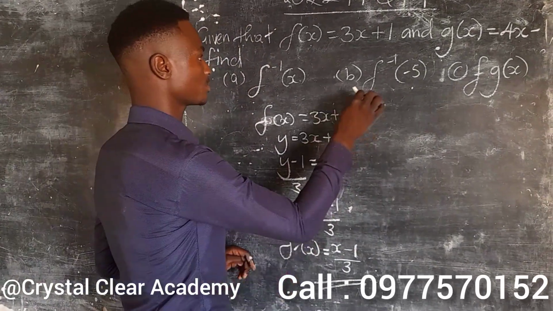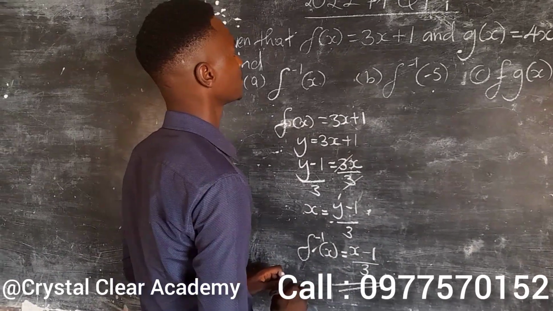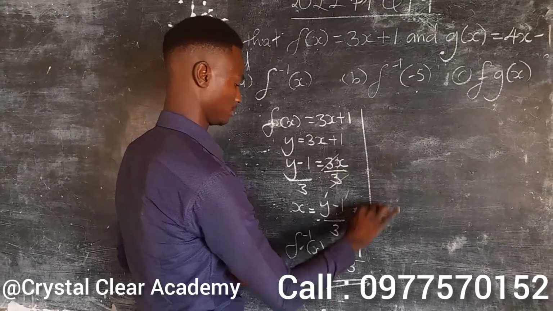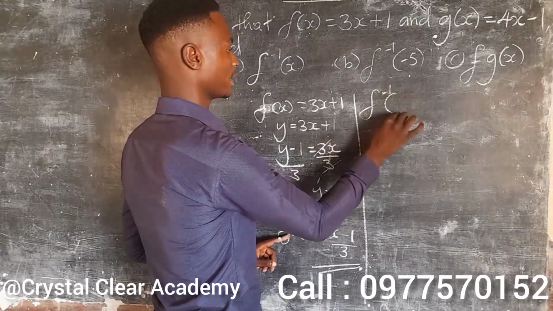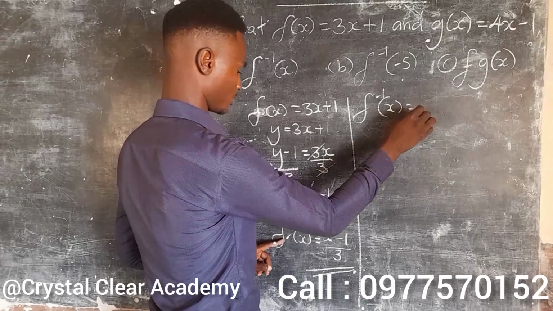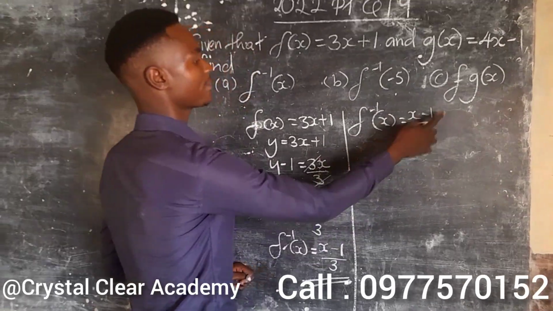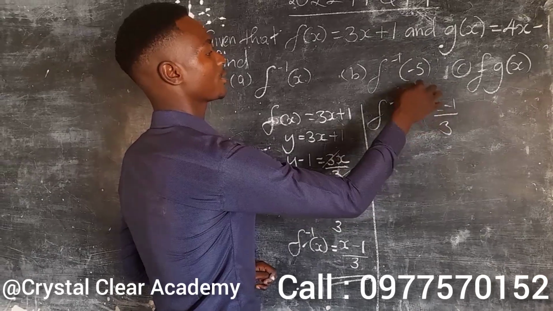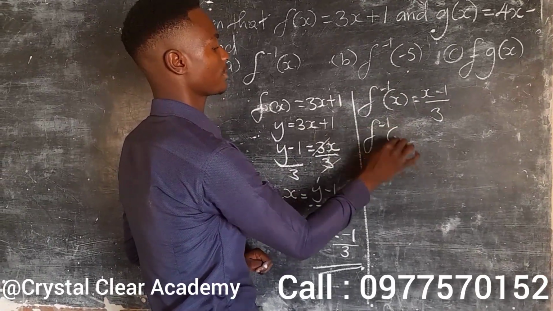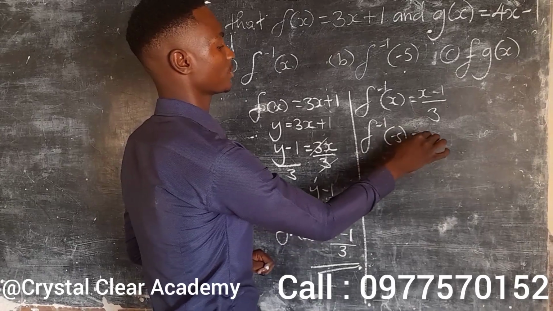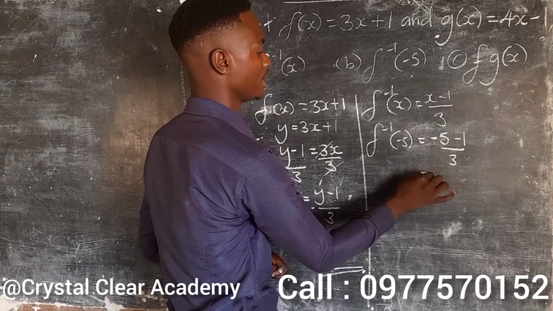So this is the function, f inverse of x is equal to x minus 1 over 3. Then wherever there is x here, we're going to substitute with negative 5. So f inverse of negative 5 is equal to negative 5 minus 1 over 3.